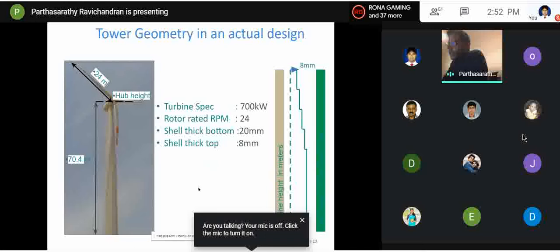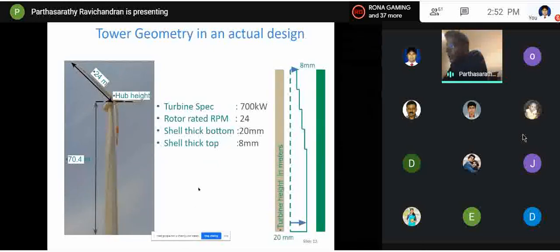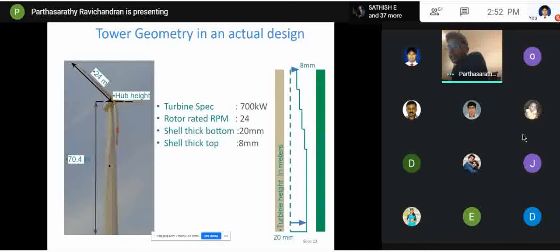Let's go a little bit practical. When I started in the wind turbine industry, I had a chance to do the initial tower top mass estimation and check how the modal analysis of the tower was behaving. This is an actual site, and this turbine is still running in a place called Tirunelveli, near a place called Puthumalai. That's the location where this turbine has been sited. It is standing at a hub height of 70 meters, with a blade length of 24 meters.